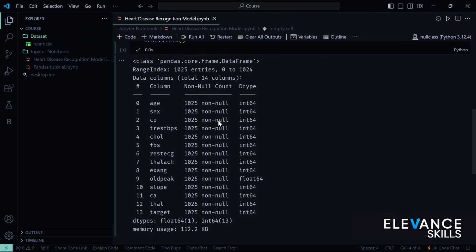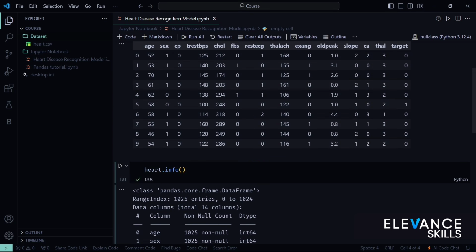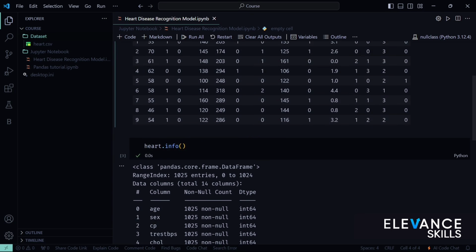Here's what it tells us about our heart disease dataset. The dataset has 1025 entries, with each entry representing a different patient. There are 14 columns in total, each corresponding to a specific feature or attribute. Most of the columns are of the data type int64, meaning they contain integer values. However, the oldpeak column, which measures ST depression, is of type float64, indicating it contains decimal values.